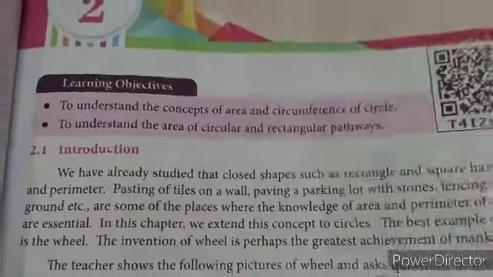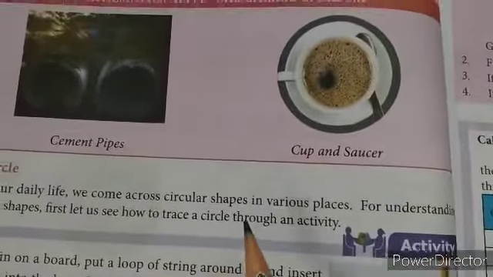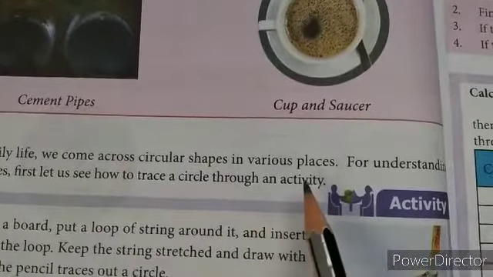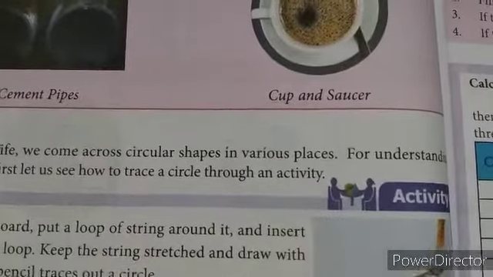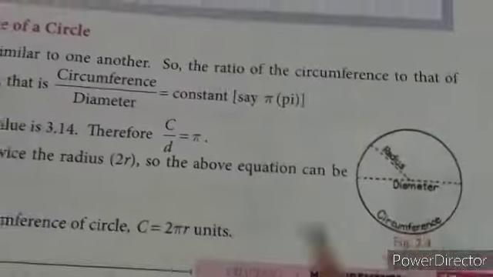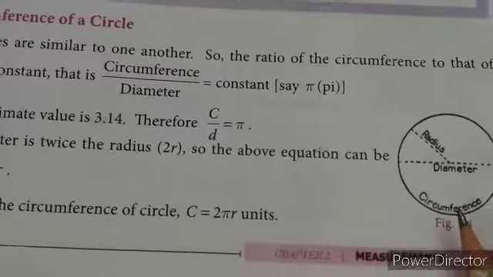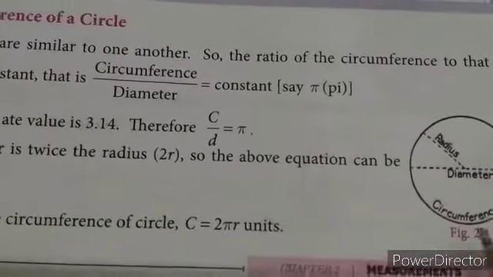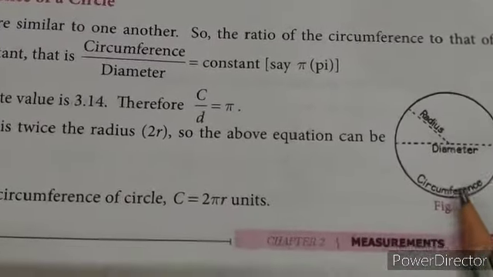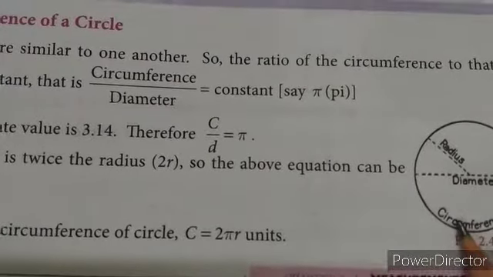Now in our daily life, we come across shapes in various places. Today in this chapter, we are going to see about the shape circle. Here, circumference of a circle is given. What is the circumference of a circle? A distance around the circular region is called the circumference or perimeter of a circle.